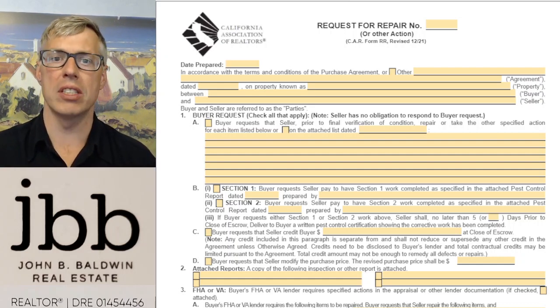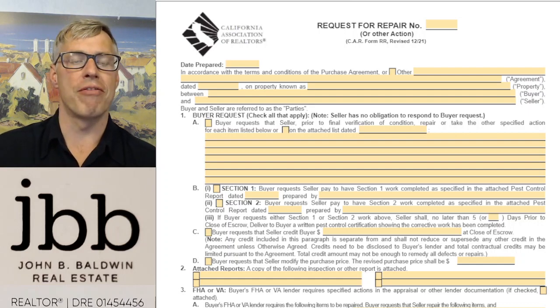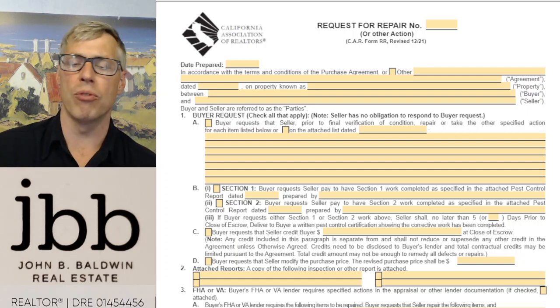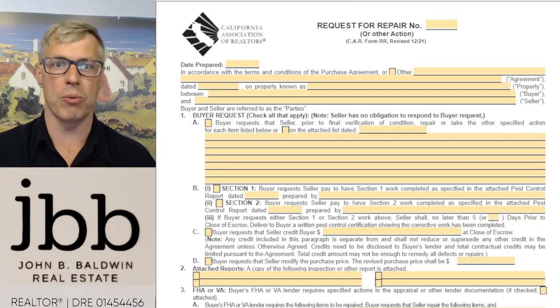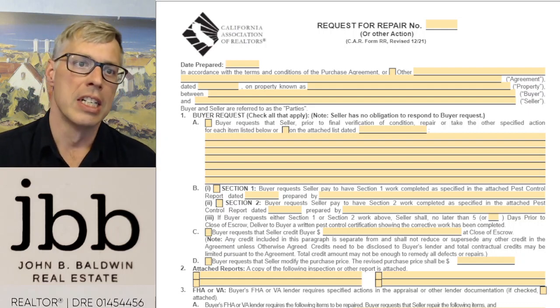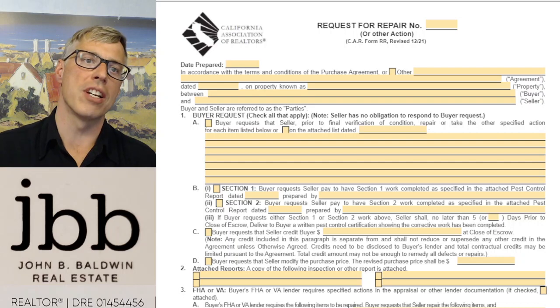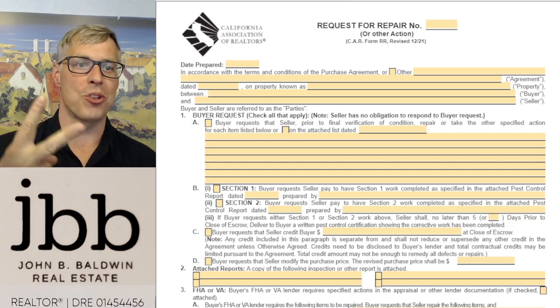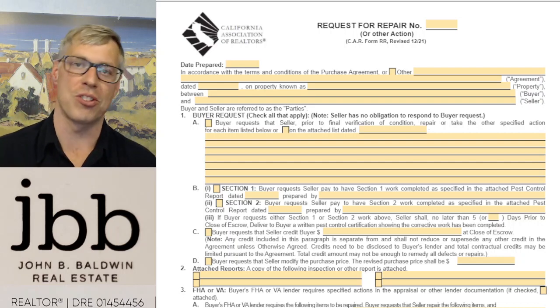What I want to cover today is the form you see in front of you. This is a California Association of Realtors form. It is what we call the repair request. I like to refer to this form as sort of round two of negotiations.